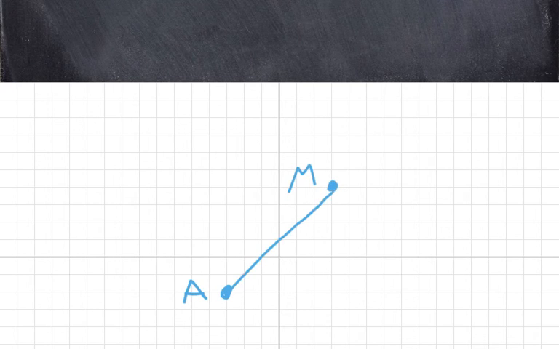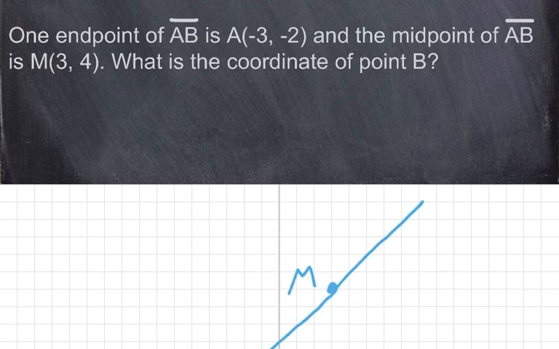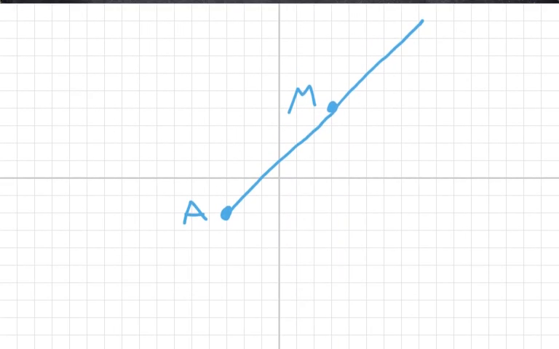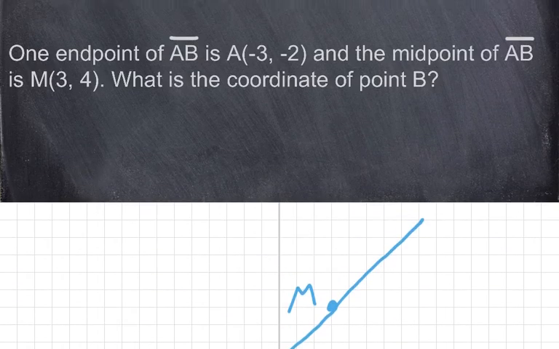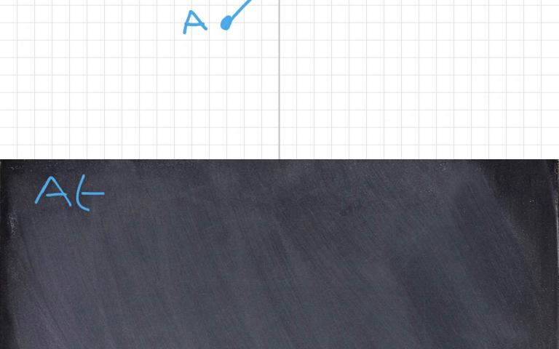Again, M is the midpoint, so this continues to extend until you get to B, which has the same distance. But the question is, how do you find that coordinate B? So we're going to do the math down here. A, we said, is, again, negative 3, negative 2, and M is 3, 4.